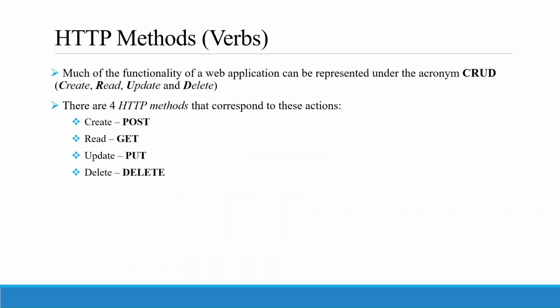Much of the functionality of a web application can be represented under the acronym CRUD, okay, which comes from create, read, update, and delete. Create new resources, read information about existing ones, update resources, and delete them. And there are 4 HTTP methods that correspond to these actions. Okay, for the create functionality, we have the POST method. For the read functionality, we have the GET method. For the update functionality, we have the PUT method, and for the delete functionality, we have the DELETE method, okay?